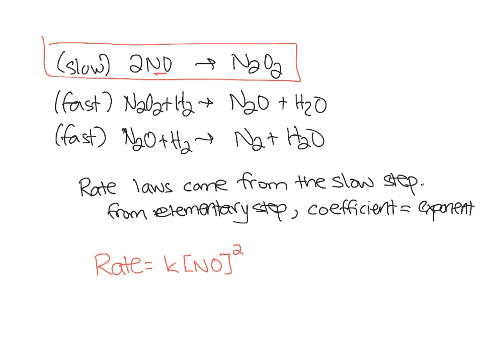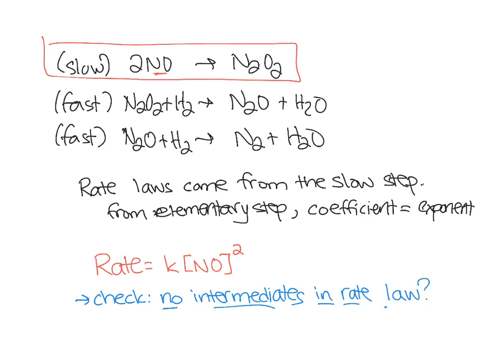Now I always have to check, right? What am I checking for? Are there any intermediates in the rate law that I just wrote? Okay. I look at this and I say, did any of these things in the slow step, were any of them intermediates? If the answer to that is no, we are happy because we are done. If the answer to that is yes, well, I've got a little bit more work to do.